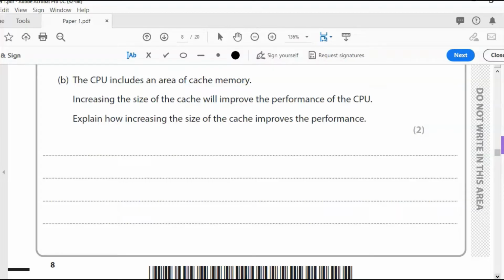So the CPU will look for data first in the cache. If it isn't in cache, it will look in the RAM. If it isn't in RAM, it will look in the hard drive. So increasing the size of the cache will speed up my computer. So I'm going to write an answer now. Now, cache is definitely faster than RAM, and RAM is definitely faster than the hard drive in terms of processing data. So it speeds up processing because cache is a faster type of memory. It's definitely faster than RAM. And that is another 2 marks there.